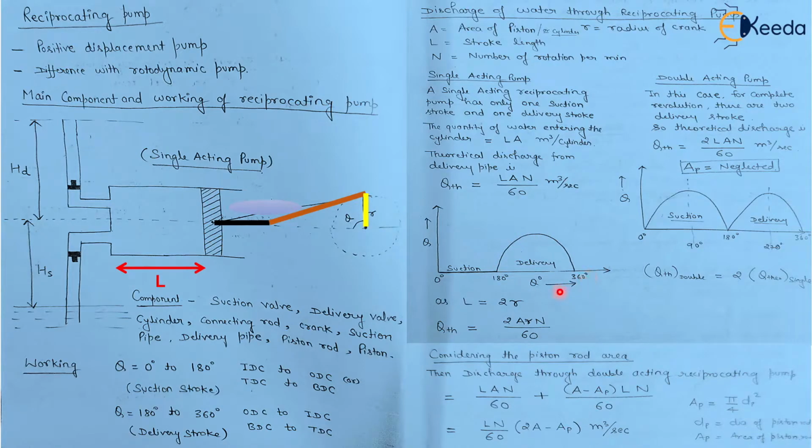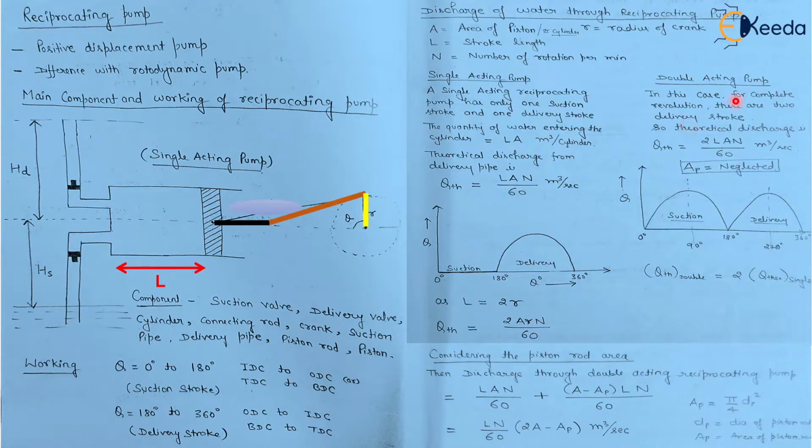Okay, for design purposes, the length of stroke is considered as 2r. L is equal to 2r. This thing you will study in the subject of theory of machines, why we take L equal to 2r. So L is equal to 2r, then theoretical discharge will be 2ARN by 60. This is the theoretical discharge for the single acting pump.